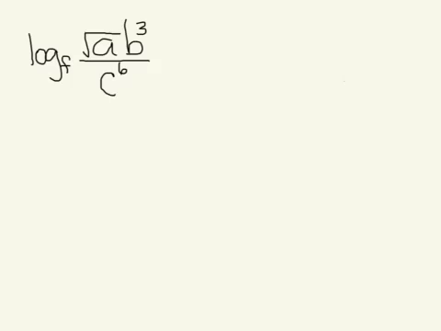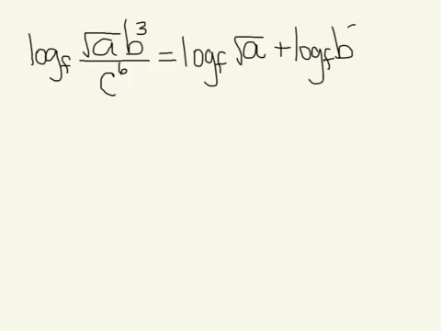So what you end up with in that case is log base f of the square root of a, and then by the product rule, plus log base f of b cubed. And then since the c to the sixth is on the bottom, we end up with minus log base f of c to the sixth. It has been expanded somewhat, but we also want to take these exponents that are on each of these components, and we want to use the exponent rule to get them down.